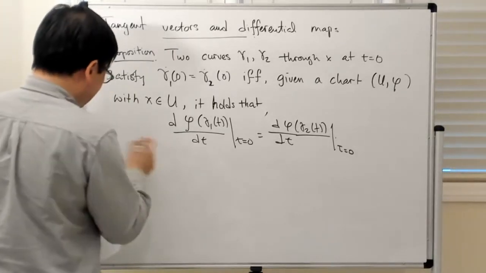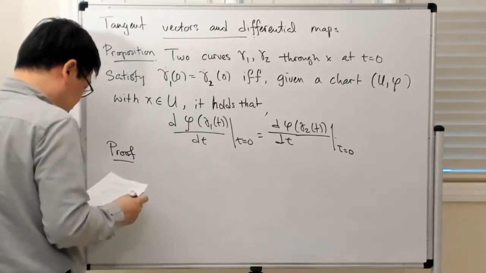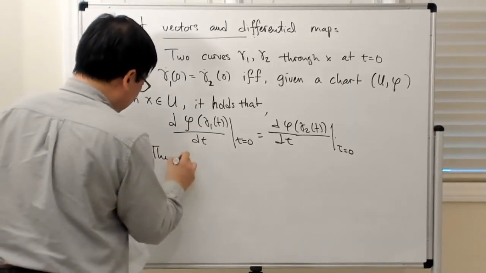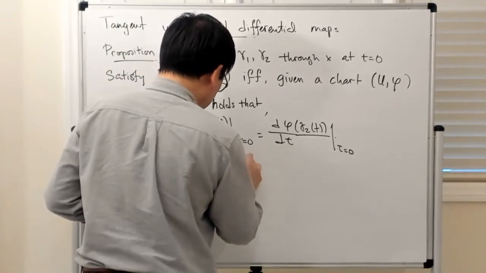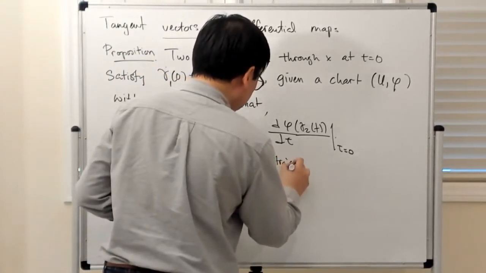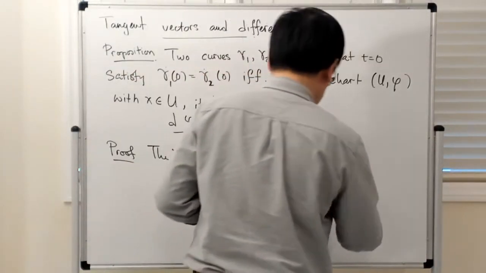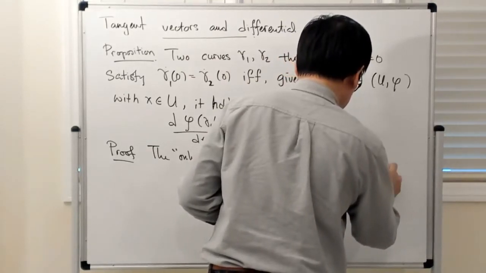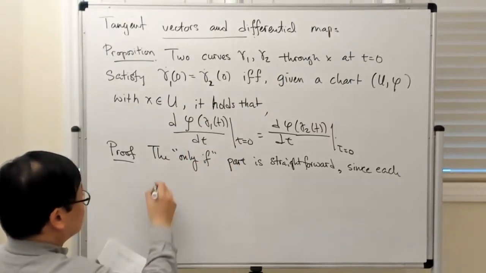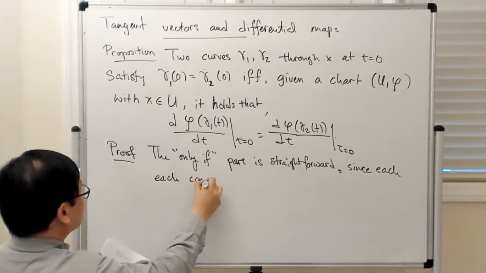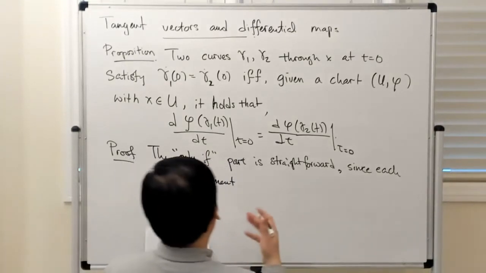Okay, let me just prove the only if part. Well, okay, so the only if part is straightforward, since each component of the vector valued coordinate chart is just a smooth function defined on a neighborhood of x, right?